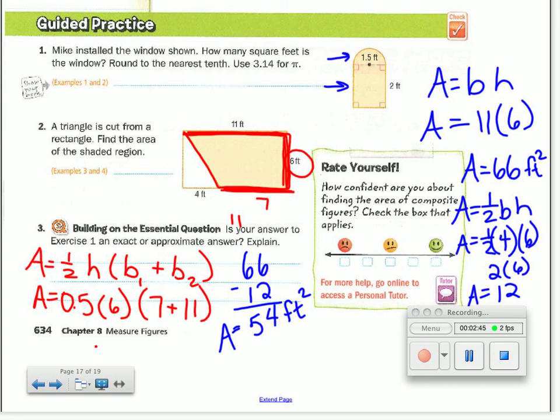Half of 6 is 3. Whoops, I should have done my parentheses first. 7 plus 11 is 18. And then what is 3 times 18? What you got? Yeah. Either way, A equals 54 and then squared feet. So 2 different ways. One, finding the entire rectangle and subtracting the triangle. Or the other one, we just kind of figured out what shape the trapezoid is, and then figuring out that area.